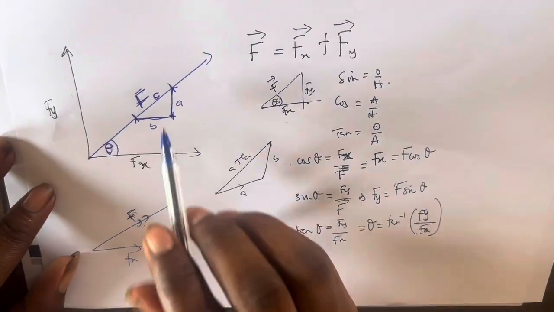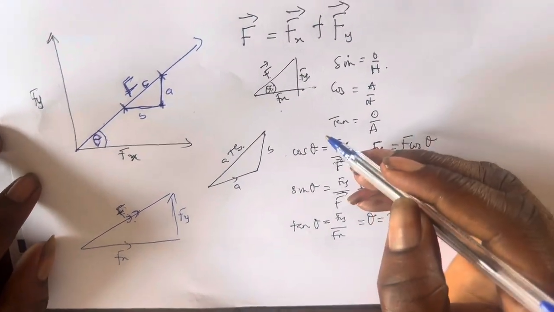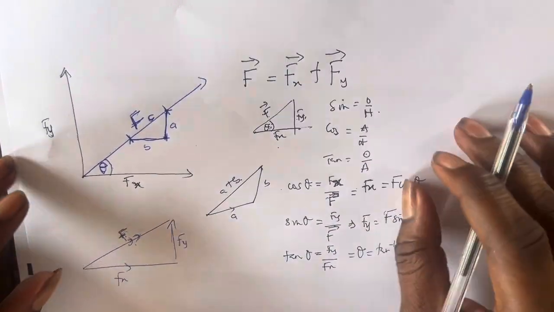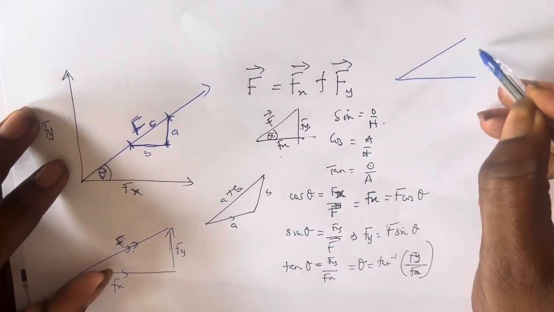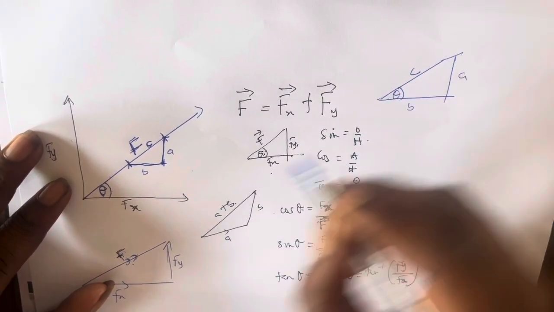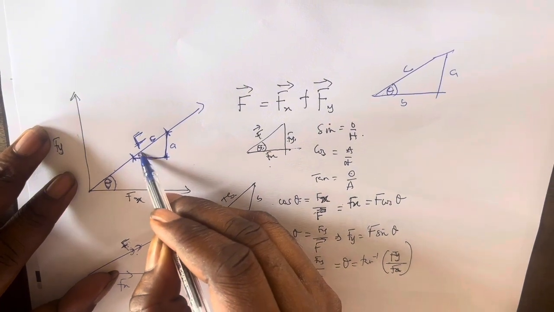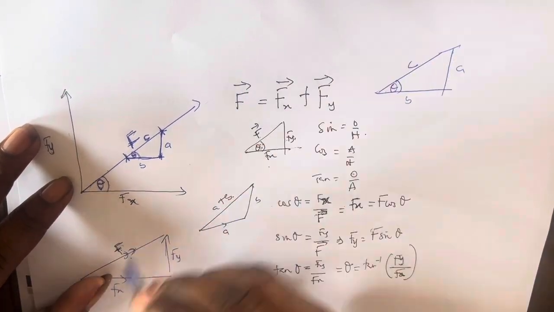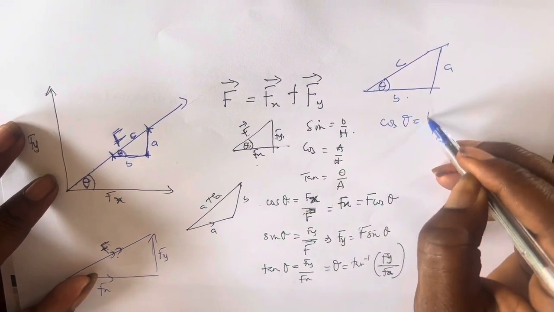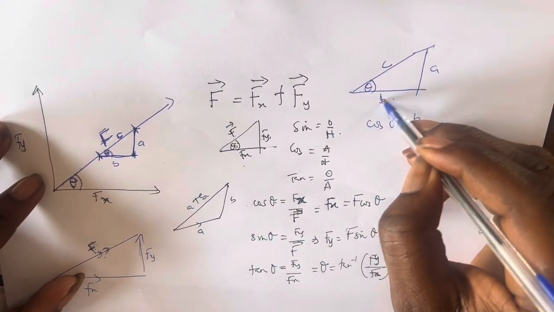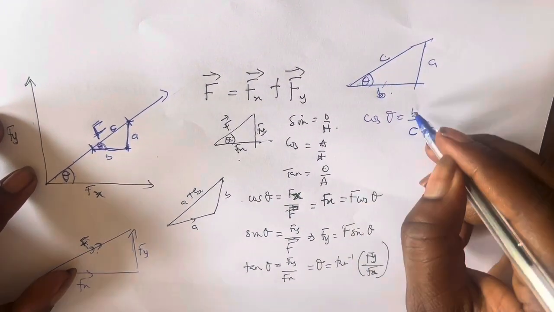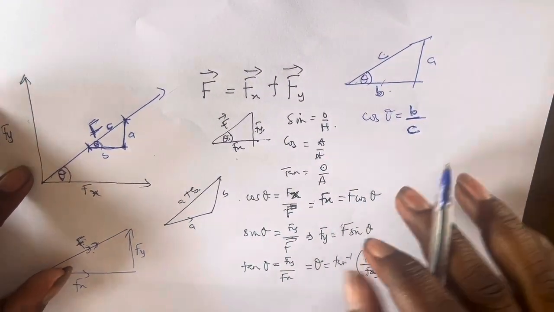the cos of an angle over here, we get something like this. This is the C, this is the A, this is the B. The angle is still the same here, because they are on the same straight line. So the cos of this particular angle is equal to B over C, that is adjacent over hypotenuse.